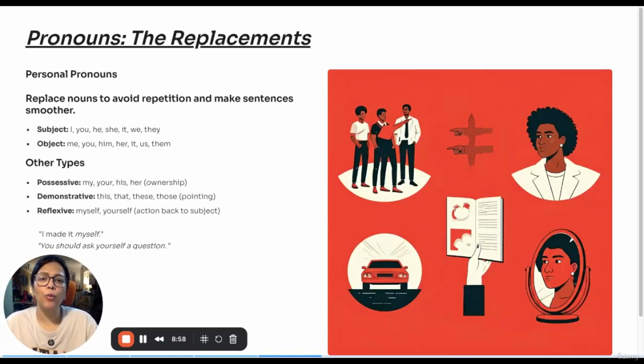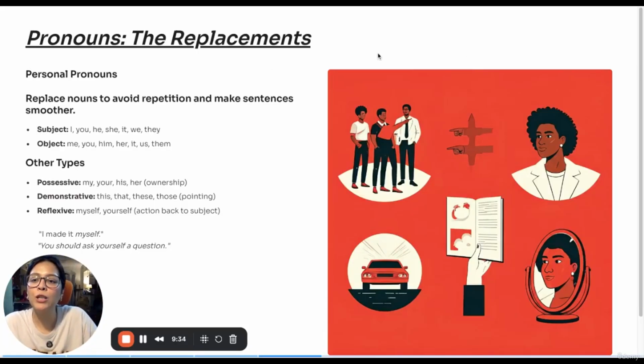Next is pronouns, or the replacements. Now, what are pronouns? As the name suggests, it relates to the word nouns. Pronouns are used to replace nouns or to avoid repetition and make sentences smoother and better. A few types of pronouns would be personal pronoun, possessive pronoun, demonstrative pronoun, and reflexive pronoun.